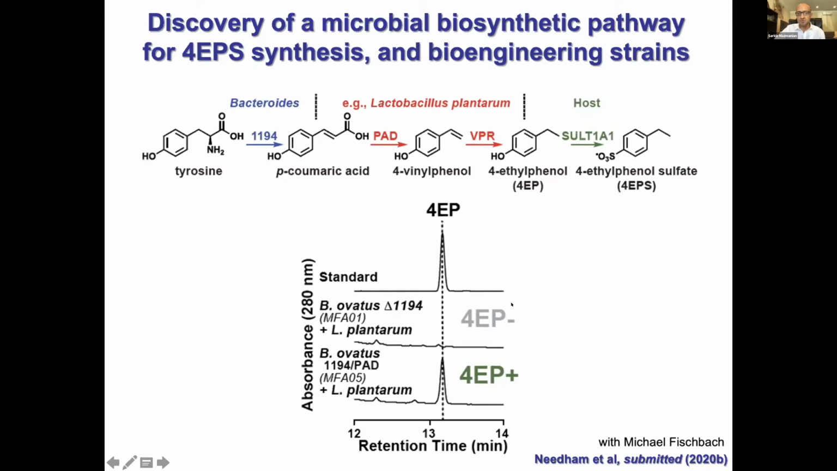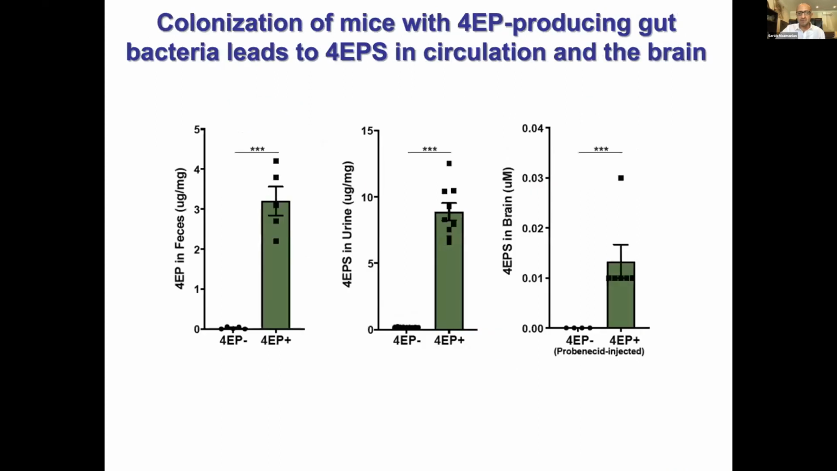So now we have two sets of bacteria that are identical in every way other than the fact that one group expresses 4-ethylphenol and the other bacteria do not. And so Brittany Needham in our laboratory colonized two groups of mice with these bacteria. These are different groups of mice, genetically identical in every way, except that they either harbor bacteria that do not produce 4-ethylphenol or do produce 4-ethylphenol, as measured in the feces. But then when she looked in the urine, you can see this increase in 4-ethylphenyl sulfate.